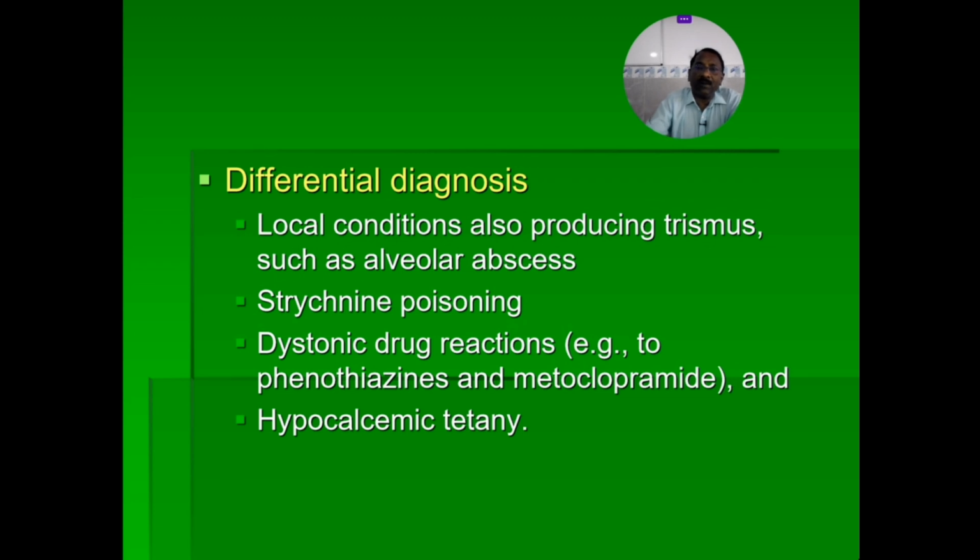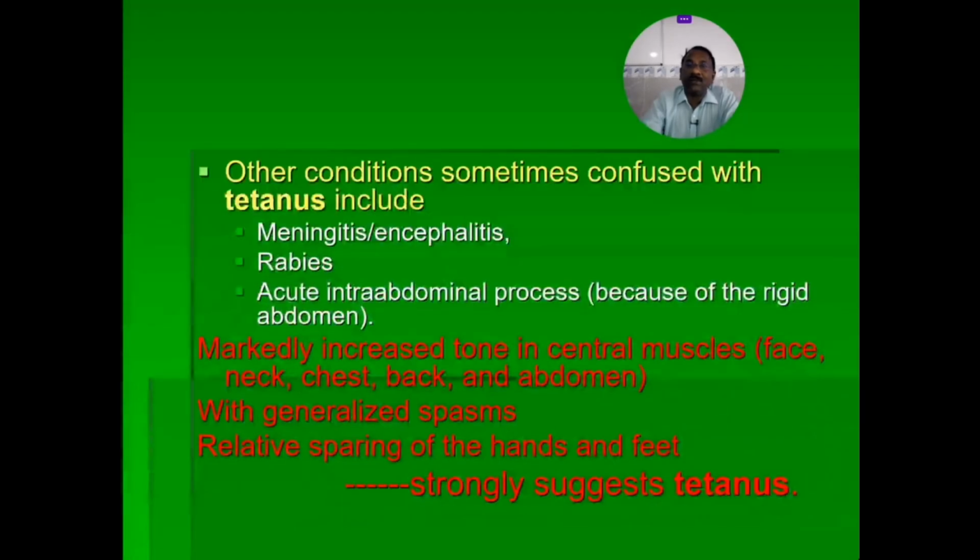The very common differential diagnoses here in our areas are meningoencephalitis and hypocalcemia. Hypocalcemic tetany is also present like this. Strychnine poisoning. Dystonic drug reactions, especially with metoclopramide and phenothiazines. So drug reactions, hypocalcemia, strychnine poisoning, and meningoencephalitis are the common differential diagnoses for generalized tetanus.